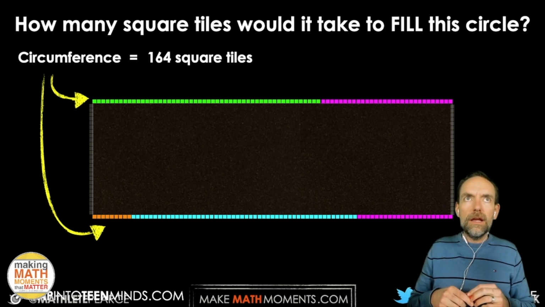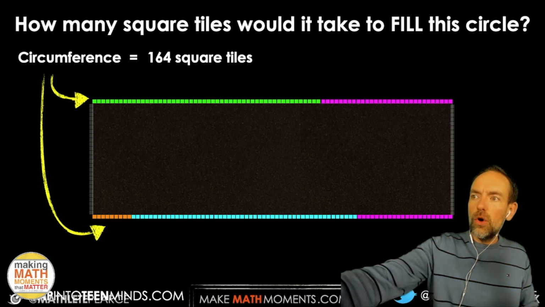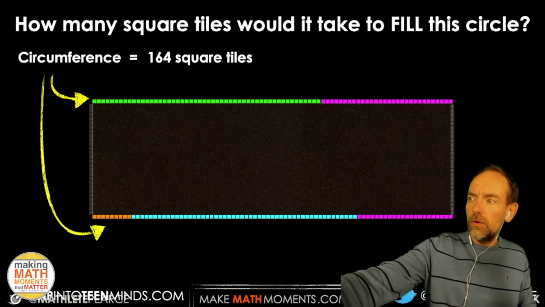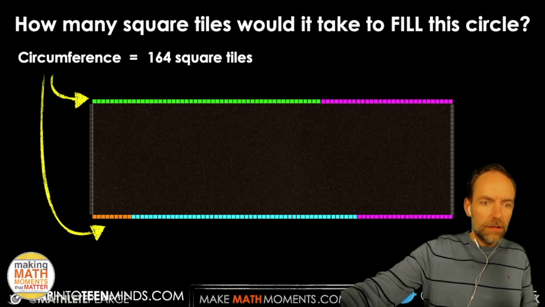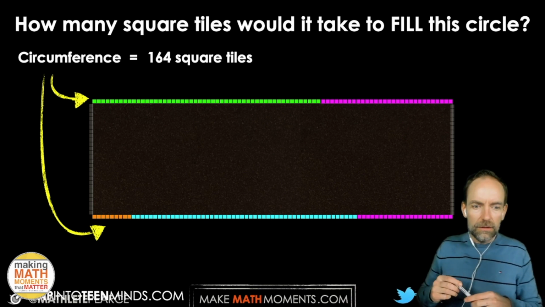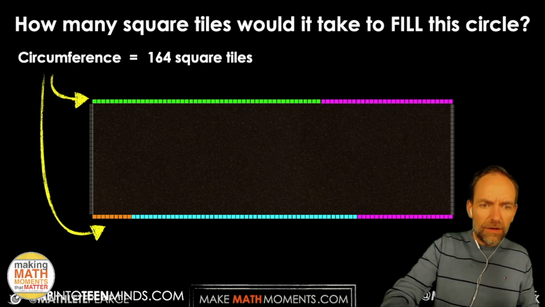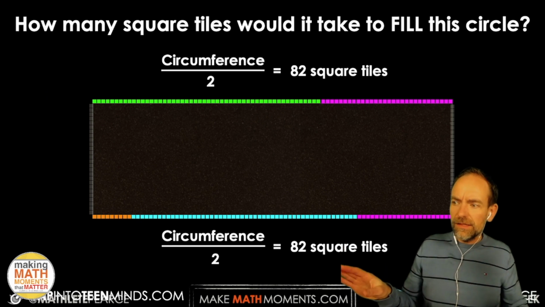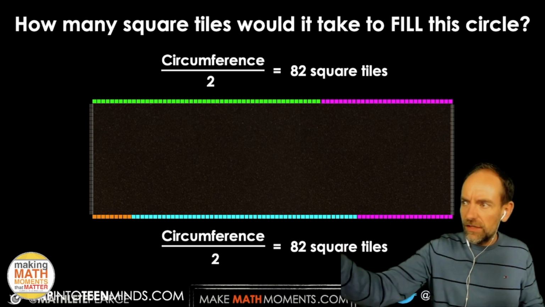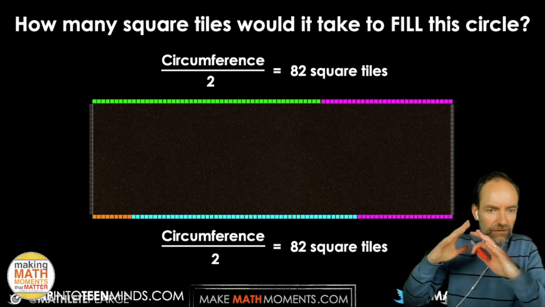Ooh, and I'm guessing that's because we know the circumference is used on two of the sides, right? That makes sense. Totally. All right, so let's do that. I think we're all in agreement that we're going to take the circumference and split it in half. It's going to give us 82 tiles on each side. So we have the numeric value.